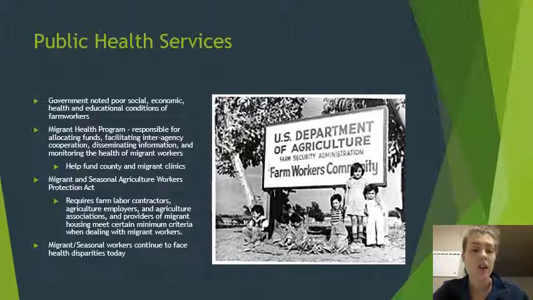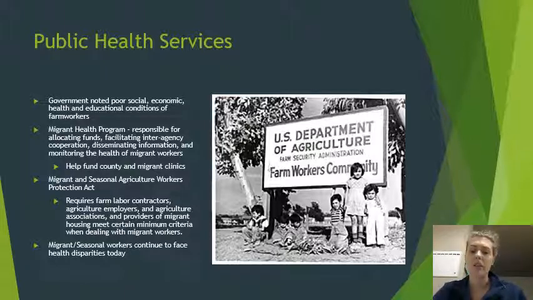It helps fund a lot of our county and migrant health clinics that provide preventative and primary care services to the agricultural worker. Another act put in place by the government was the Migrant and Seasonal Agricultural Workers Protection Act. What this does is it requires employers and organizations providing housing and other benefits to the agricultural worker to meet certain minimum criteria when dealing with these workers.